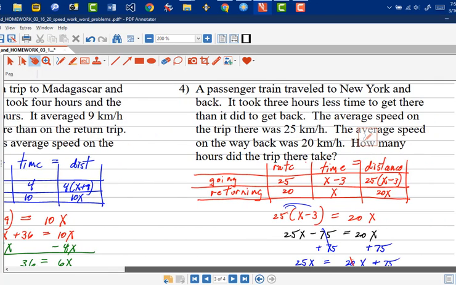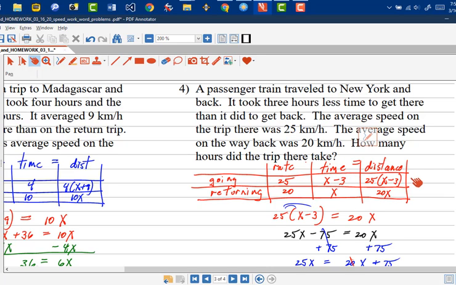And then lastly, the passenger train traveling to New York. This time you know the speeds. Going is 25, returning is 20, and it took 3 hours less going than it did returning. So x would be the time returning, x minus 3 is going to be the time going, 3 hours less.